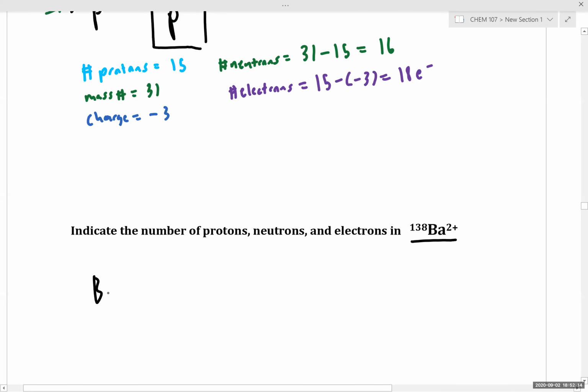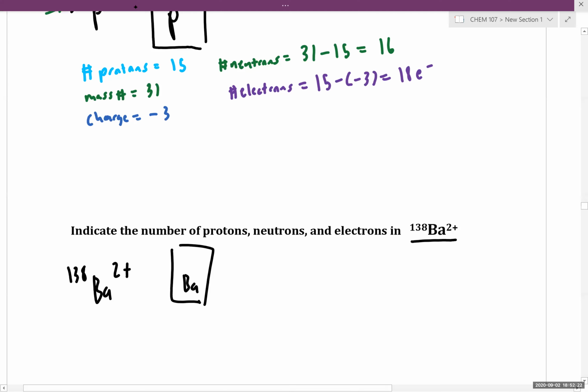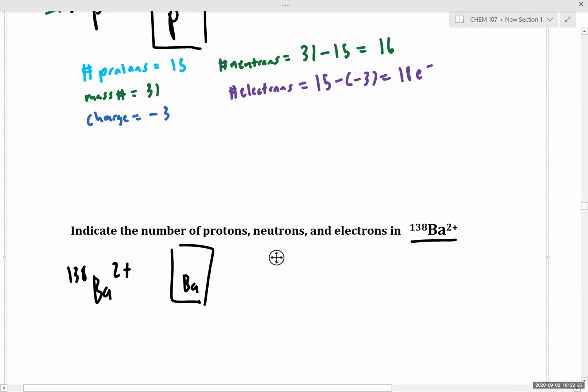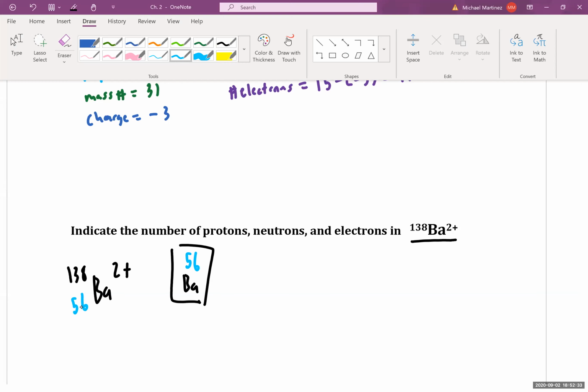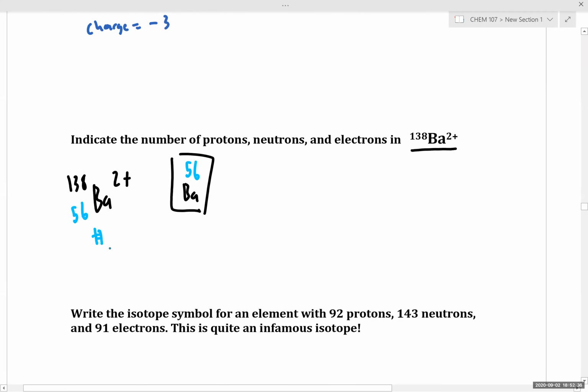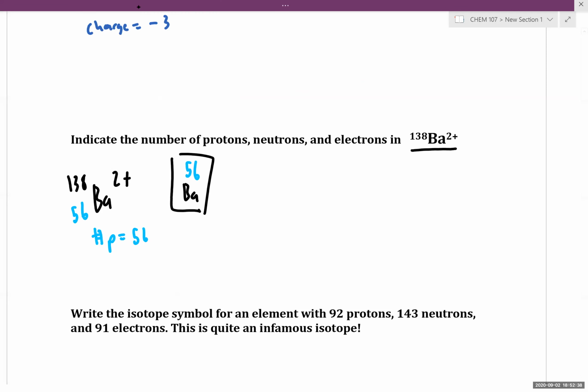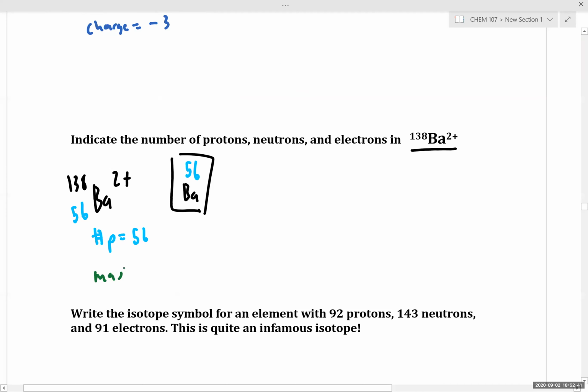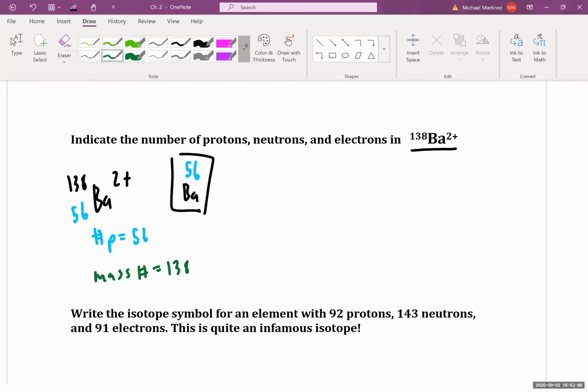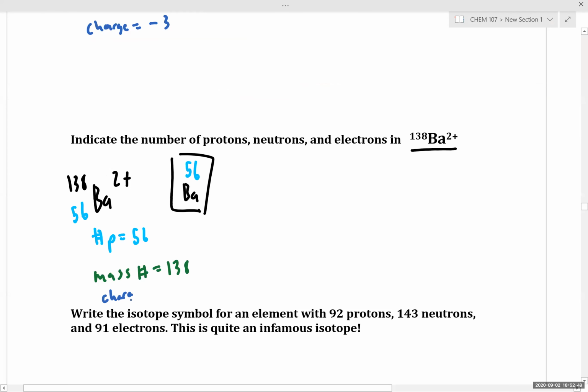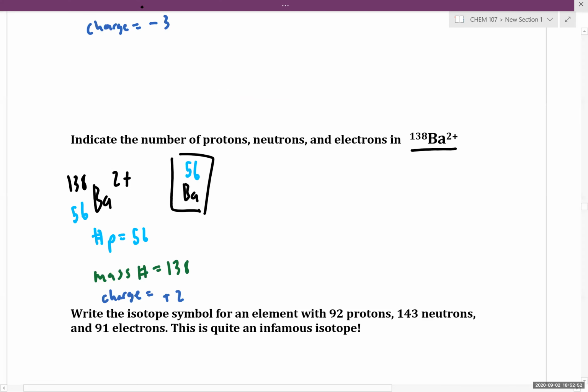So for barium 138, 2 plus, what is the atomic number of barium? What number do we see in the periodic table above barium? 56, okay. So now we know that our number of protons is equal to 56. We also know that our mass number is equal to 138, and we know our charge is equal to +2.